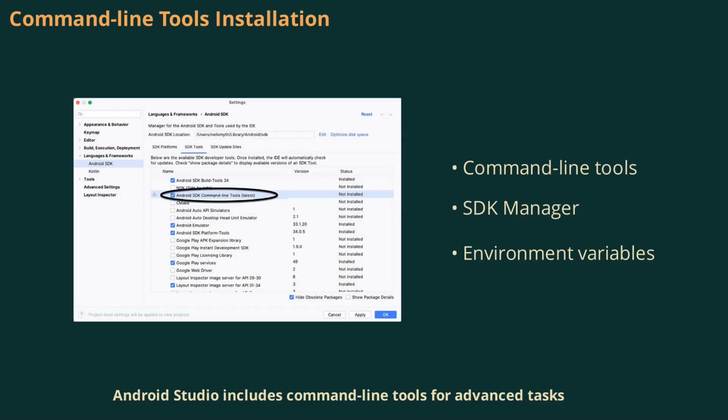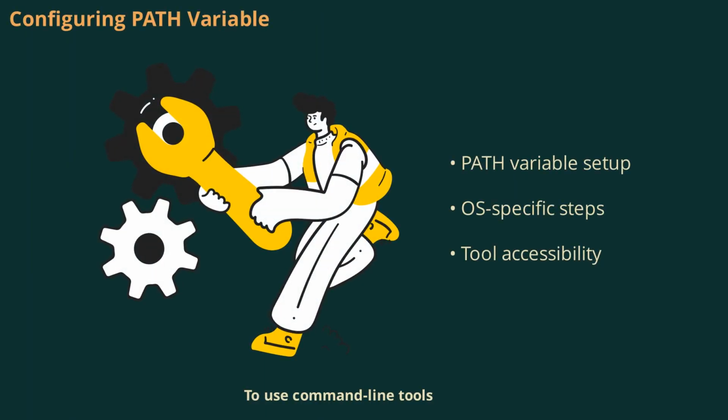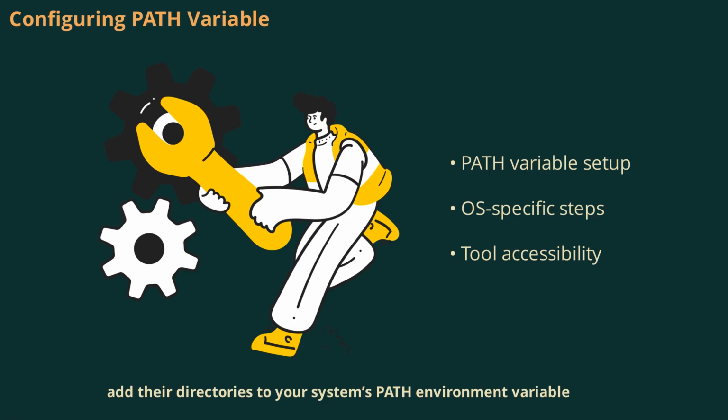Android Studio includes command line tools for advanced tasks. Install these tools via the SDK Manager by selecting Android SDK Command Line Tools, Latest. After installation, add their paths to your system's environment variables for easy access from the terminal or command prompt. To use command line tools, add their directories to your system's path environment variable.